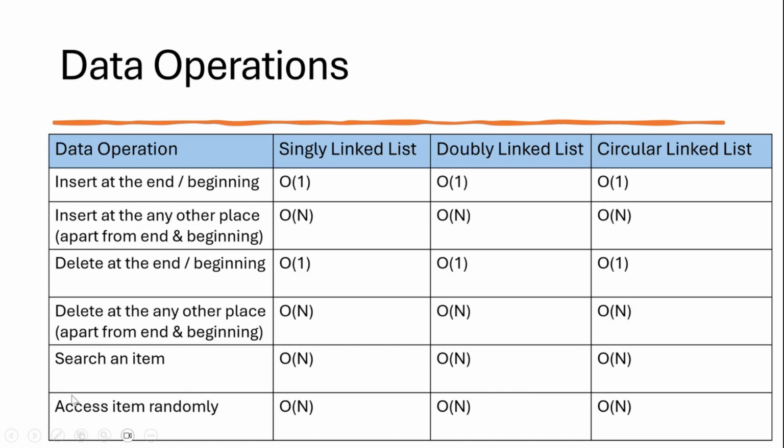And if you want to access an item randomly, a linked list does not provide an indexing mechanism. So we need to go till that position. If you want to access the fifth element, we need to traverse till the fifth element and then get the item. So in the worst case, it is O of n.